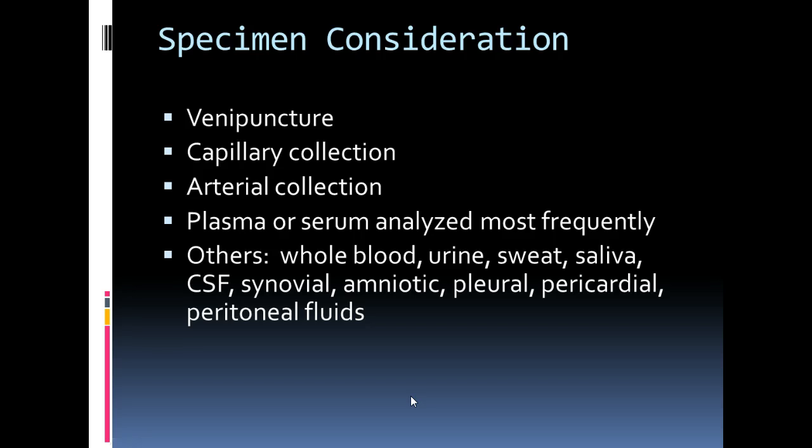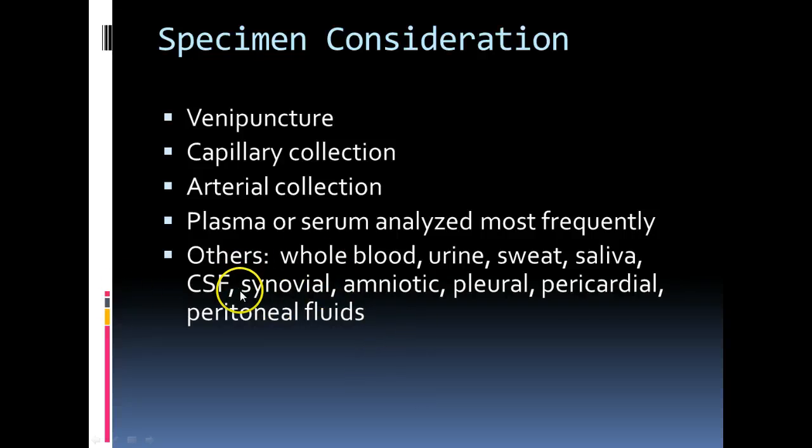Some things that we need to consider with our specimens that are being drawn in the laboratory is how are they collected? A venipuncture, capillary collection, arterial collection. Is it plasma or serum? And we also do things like whole blood, urine, sweat, saliva, spinal fluid, synovial fluid, amniotic fluid, pleural fluid, pericardial fluid, and peritoneal fluid.